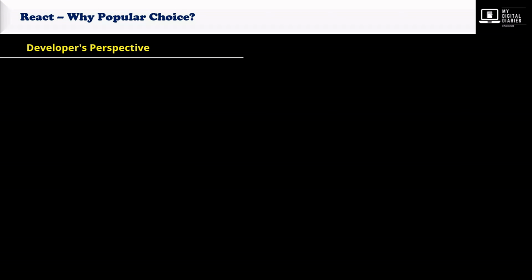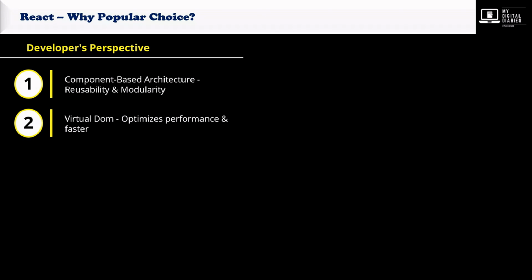Let's start with the developers' perspective. Until now, you must have understood there are a few points which make it popular among developers. Obviously, first is component-based architecture, which makes building and maintaining complex UI much easier and faster. Second is virtual DOM. Virtual DOM optimizes rendering and improves performance. Only changed parts of a UI are updated, leading to a smoother, faster user experience.